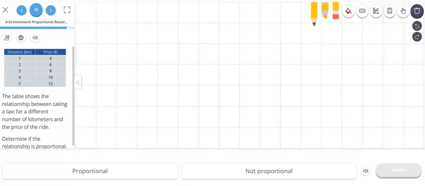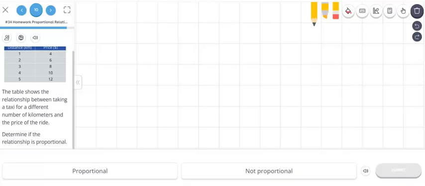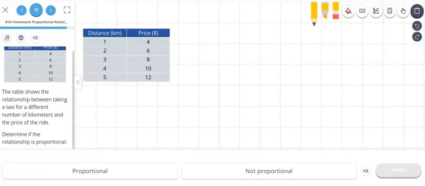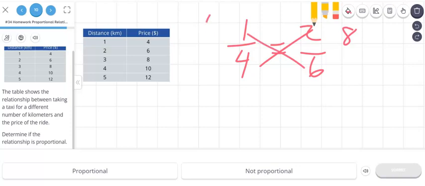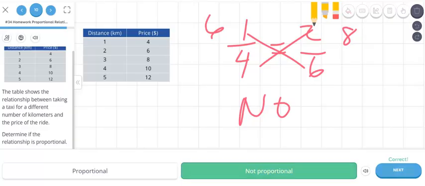Alright, the table shows a different relationship between taking a taxi for a different number of kilometers and the price of the ride. Determine if the relationship is proportional. So if we do 1 is to 4, is that the same as 2 is to 6? Well, that's going to be 8. That's going to be 6. So the answer is no. Oops, not proportional.